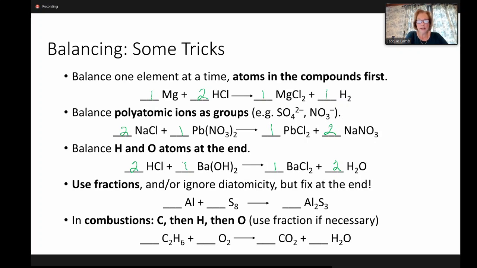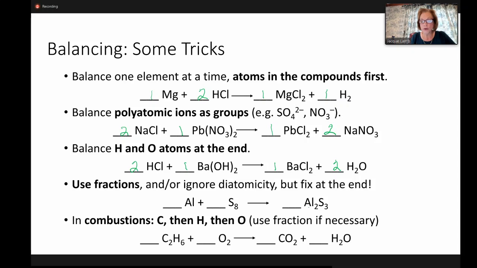Another problem you may have is when elements come in molecules instead of individual atoms. So this would be true for all of the diatomics, nitrogen, oxygen, hydrogen, things like that. But it also is true for things like sulfur. One of the common allotropes of sulfur is S8. So one of the things that you can do is to use fractions. Just make sure you clear it at the end.